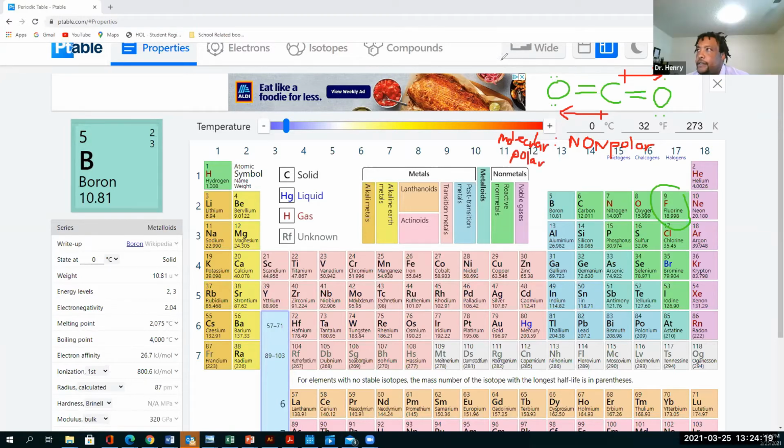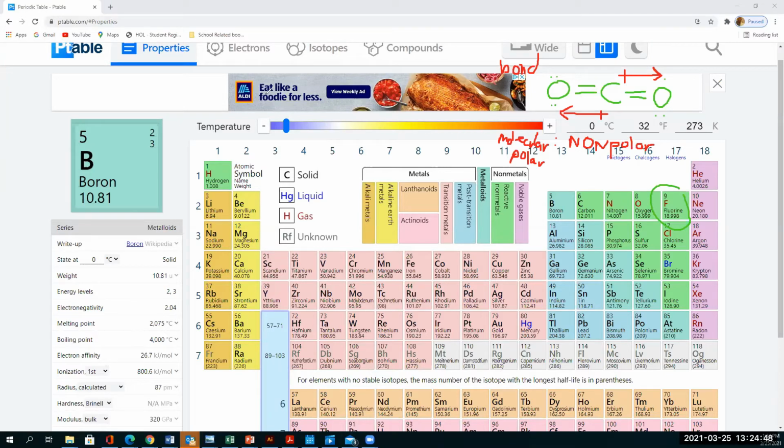Bond polarity. Bond polarity is looking just between the bonds. Polarity just basically means that one of the atoms is stronger than the other. When we're talking about molecular polarity, we're looking at the whole molecule. So you're saying that the molecule is being shifted to one of the atoms more so than the other atoms when we're talking about the whole molecule. Does that make sense? Makes sense.